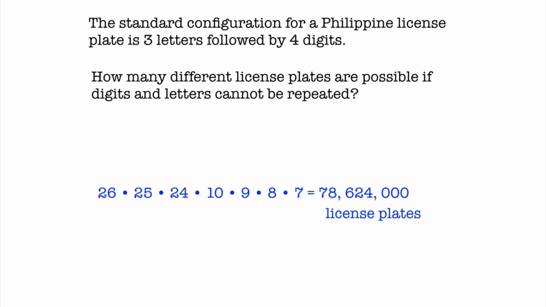So at first, we have 10 choices for the digits, but since we used 1 already, for the next digit, we only have 9 choices left. Multiplying everything, we'll get 78,624,000 available license plates.